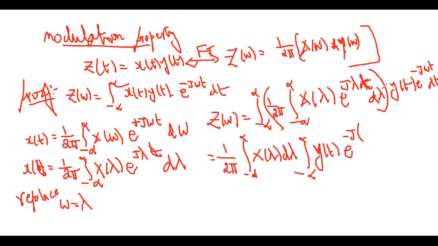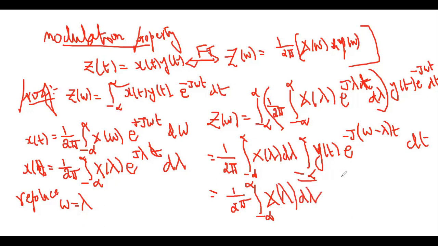Now what is the common term here? E power j omega, and here take minus lambda into t. See, the two exponential functions are e power minus j omega t and e power plus j lambda into t, dt. So according to the third property, y of t e power minus j (omega minus lambda) into t is the frequency shift property. 1 by 2 pi into the integral from minus infinity to infinity x of tau d tau. By using the frequency shift property, this total function we can write as y of omega minus lambda.